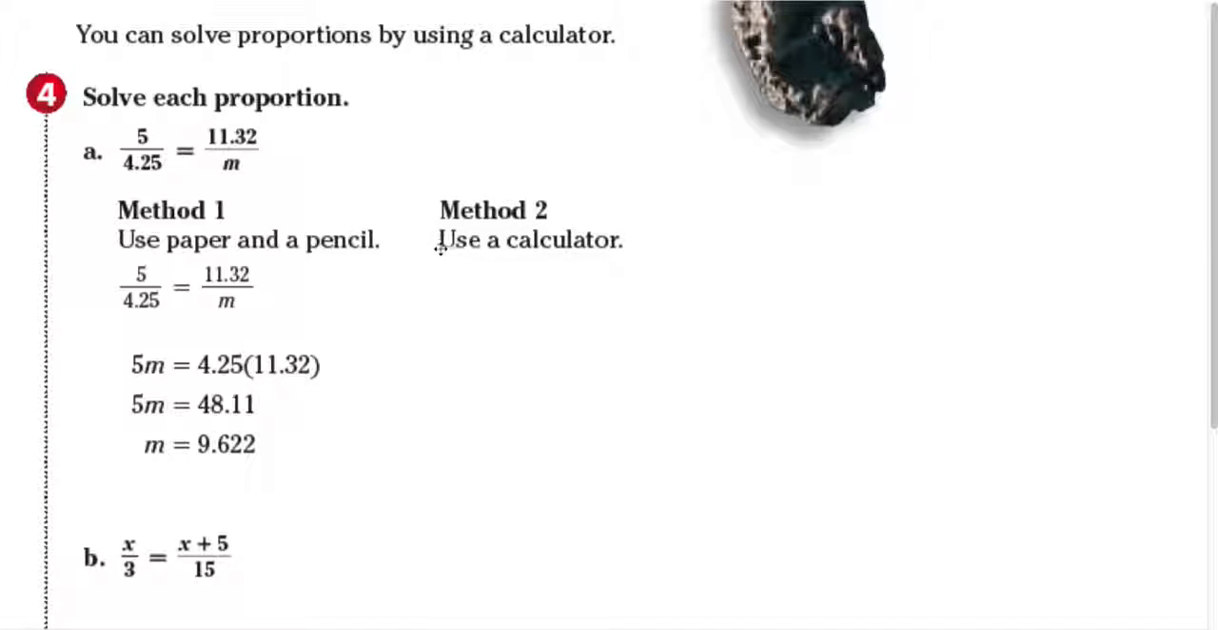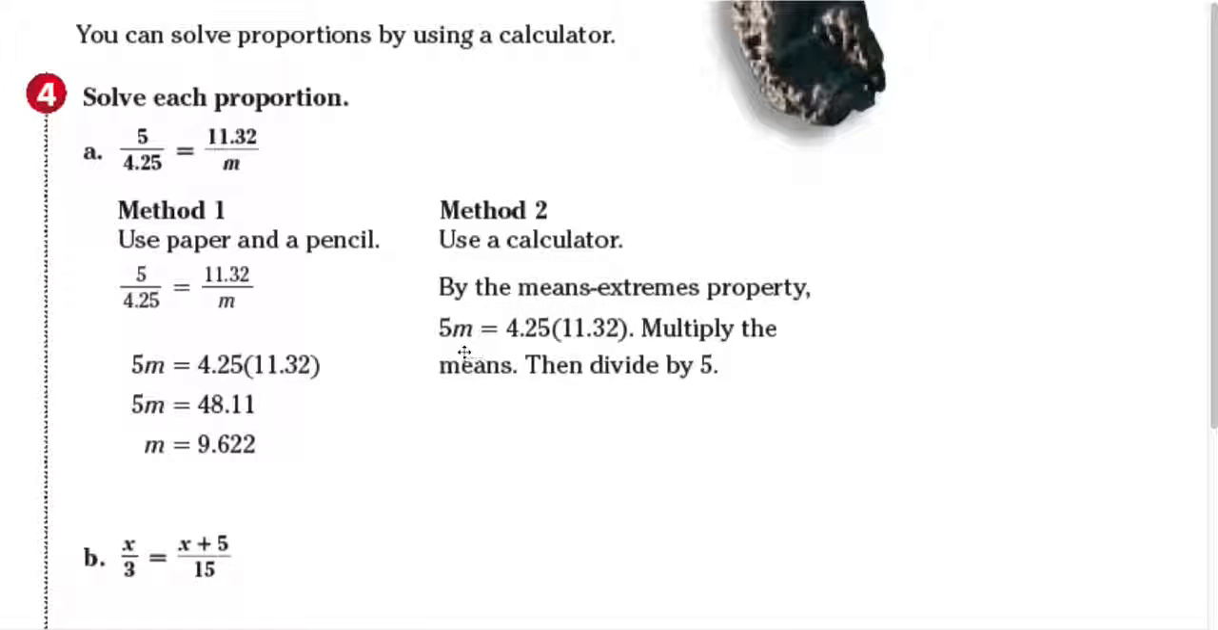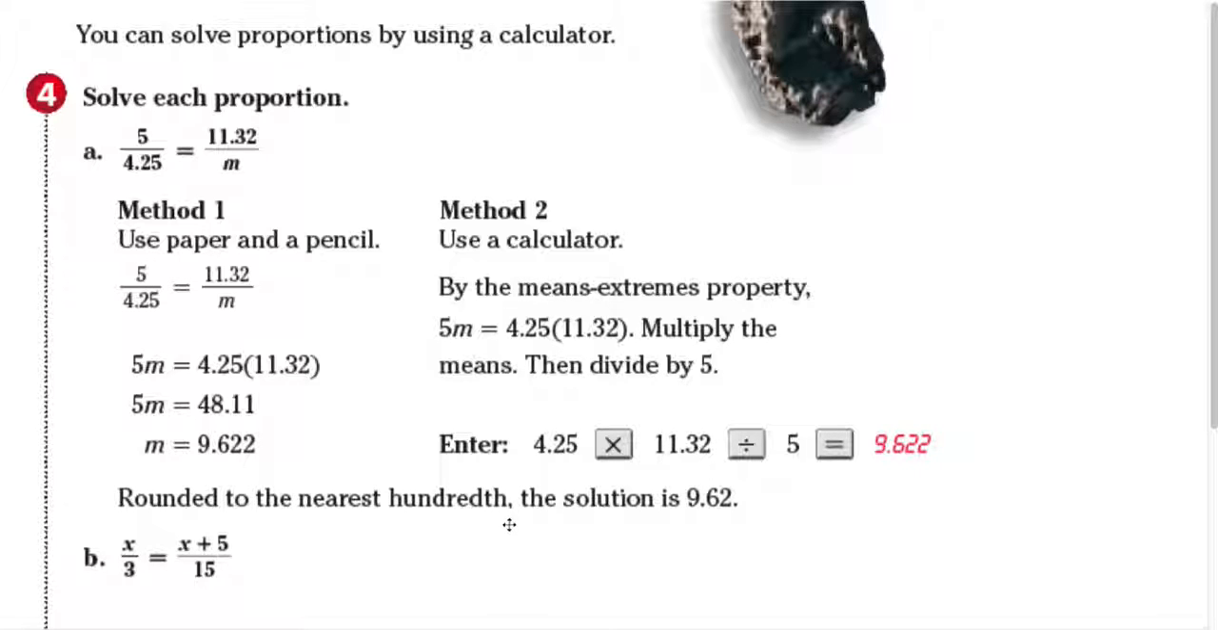Method 2 is using a calculator. In method 2, by the means extremes property, this becomes 5m equals 4.25 times 11.32. Multiply the means and divide by 5. That's how you solve this. So basically, you just enter 4.25 times 11.32 divided by 5, and end up with the same answer, 9.622. So rounded to the nearest hundredth, the solution is 9.62.